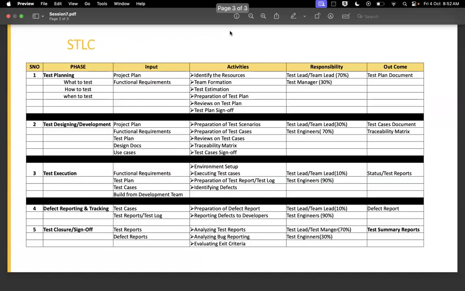Now over here you have the high level documentation part, guys. This documentation part is very, very important.